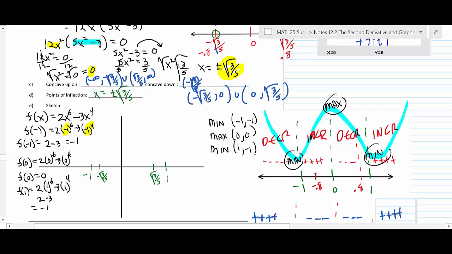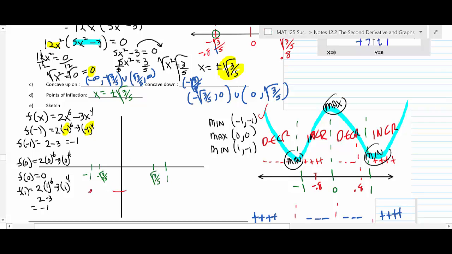Okay, you guys know what I'm doing? I'm just plugging into the function. Don't get confused. When you're getting a function value, you go all the way at the beginning to the function. Now we're ready to put it all together. So what we're going to do is we have a minimum at negative 1, negative 1.